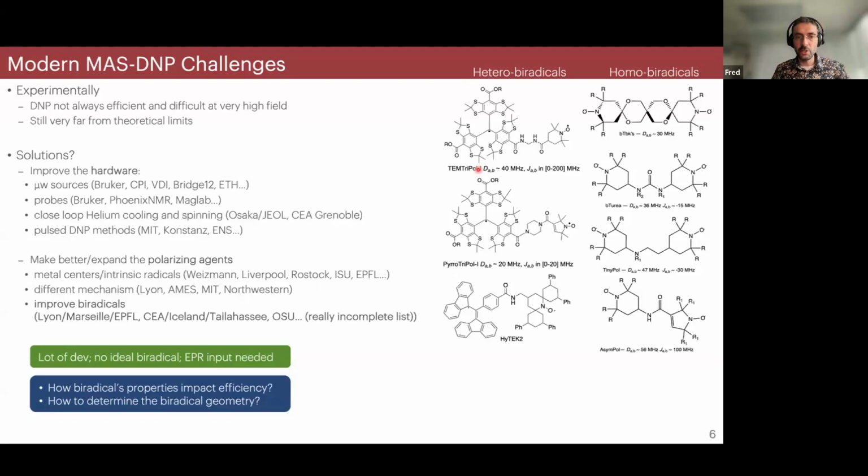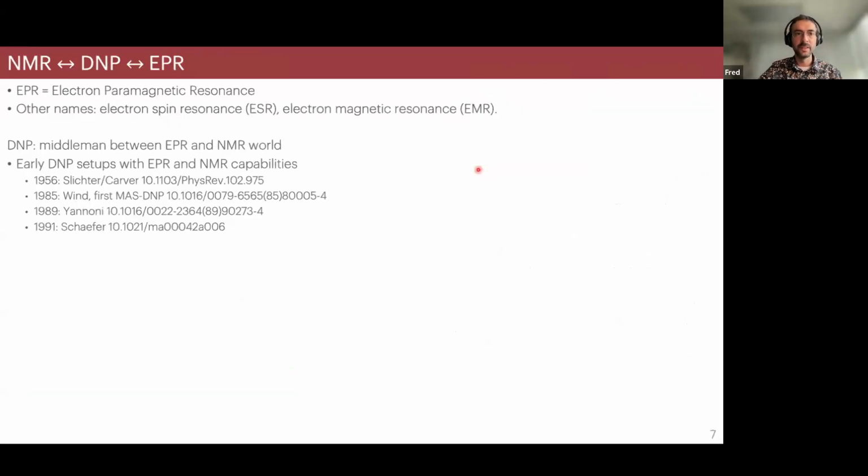So among the questions: how do the radical's properties impact the DNP? And how can we, for instance, use EPR to determine the biradical geometry? Because it's one thing to make a molecule, it's another thing to know what its 3D structure is.